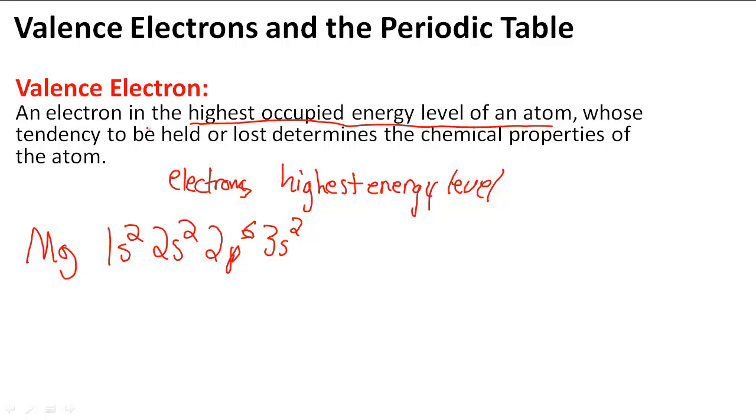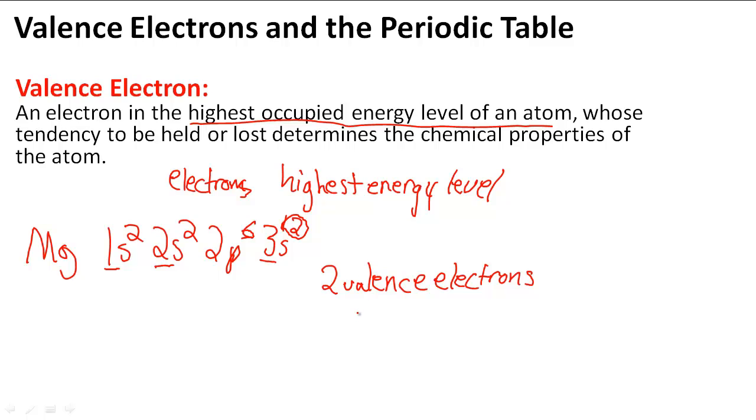Now we have to find the valence electrons. They are easily found because the highest energy level occupied is 3, since 3 is the highest number here, so it must be the highest energy level those electrons occupy. So magnesium has 2 valence electrons, because in energy level 3 it has 2 electrons. This 2 signifies 2 electrons, and it's in the highest energy level, so we call those valence electrons.